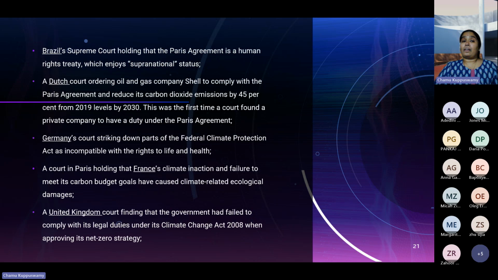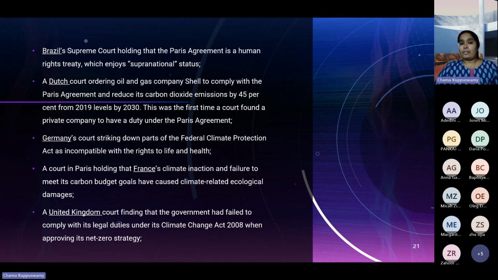Germany's court struck down parts of the Federal Climate Protection Act as incompatible with the rights to life and health. Some of these actually are very impactful in their effect. This example, because the Federal Climate Protection Act is the flagship legislation in Germany to address climate change, its targets, etc. And it's quite symbolic as well as quite important that a large country, one of the most important countries in the European Union, is developing this jurisprudence linking environmental or climate change obligations with human rights obligations, because that has ripple effects around the regional court jurisprudence as well as the other states' courts.